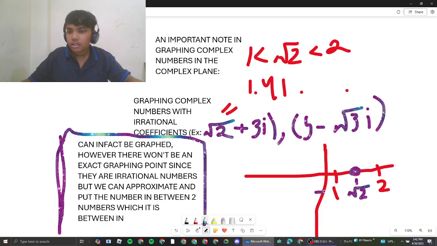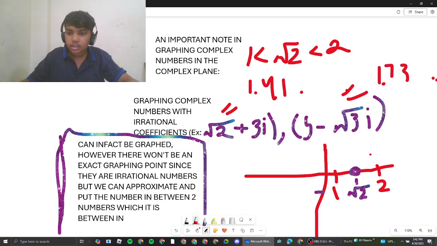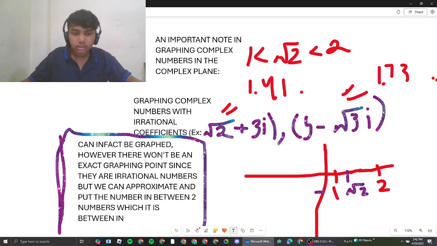Suppose we have the square root of 3. The square root of 3 is what? 1.73 and so on. Now this is between 1 and 2. So look, 1.41 is closer to 1. So what you should do is put this closer to 1. You have to put this closer to 1. Here, a little closer.